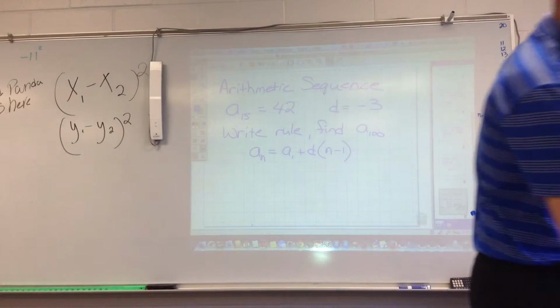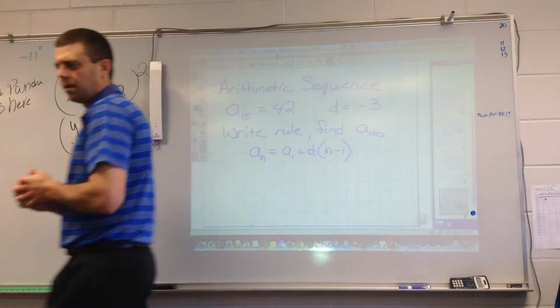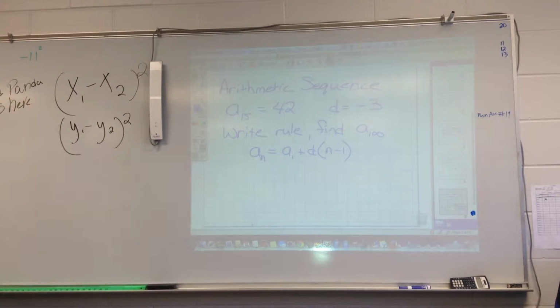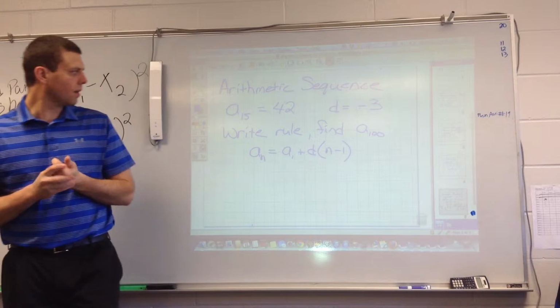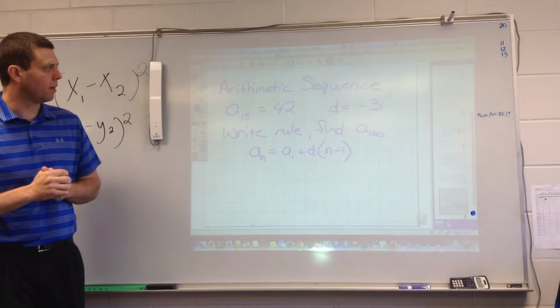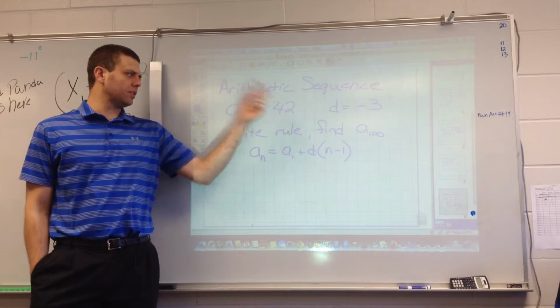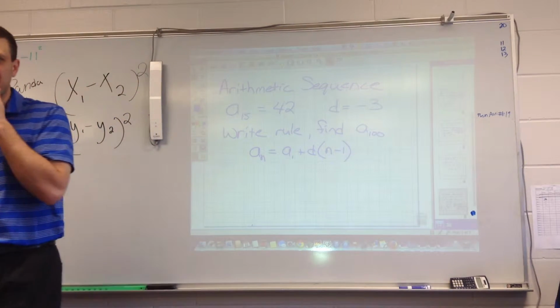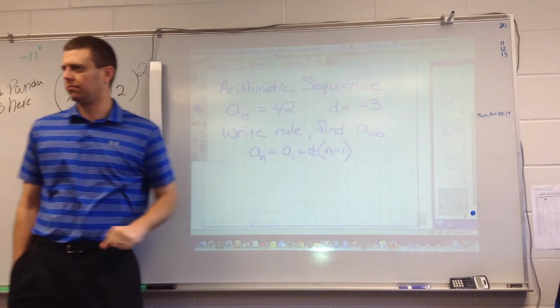They do get a little more complicated than those first few that we've done there. Okay? But they're not bad at all. Once you get used to using these rules, this is really pretty simple. Okay? Alright, so here's a more complex problem. I know the 15th term in the sequence is 42. Okay? And I know my common difference is negative 3.